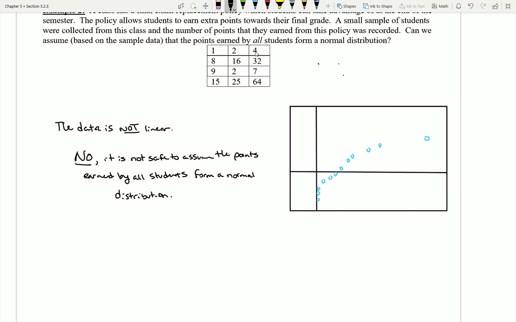Whenever we want to know if data came from a normal population and we're not told that in the problem, it's a perfect time to create one of these normal probability plots.